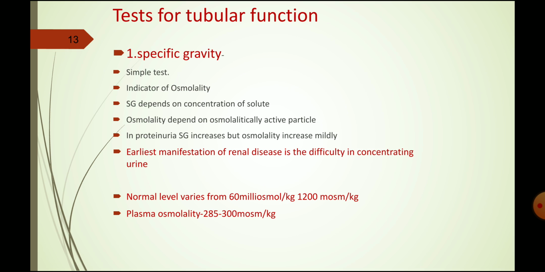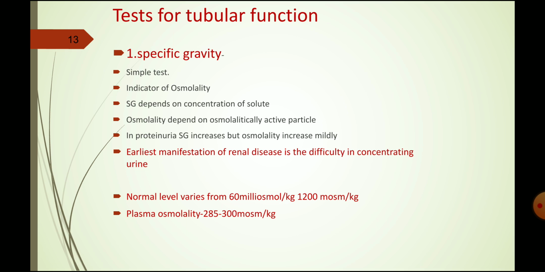Then tests for tubular function. Early disease of the kidney can be detected by assessing the tubular function. An important one is the specific gravity that you have seen in the first physical examination itself. It is the simplest: using a urinometer you can find out the specific gravity, and it is an indicator of osmolality. Specific gravity depends upon the concentration of solutes and osmolality depends upon the osmotically active particles. In proteinuria, specific gravity increases but osmolality increases only mildly. The earliest manifestation of renal disease is the difficulty in concentrating the urine.